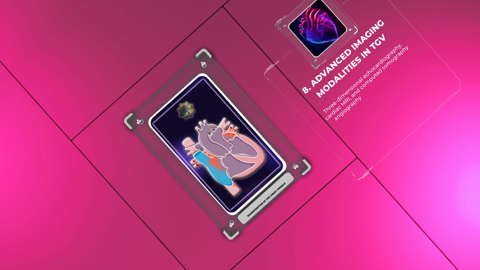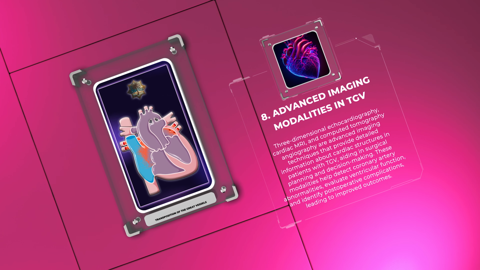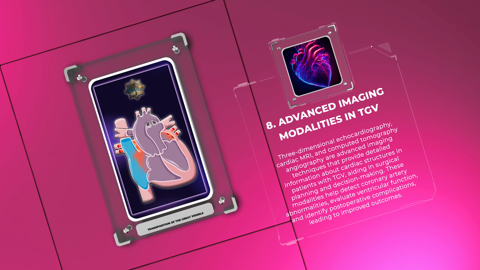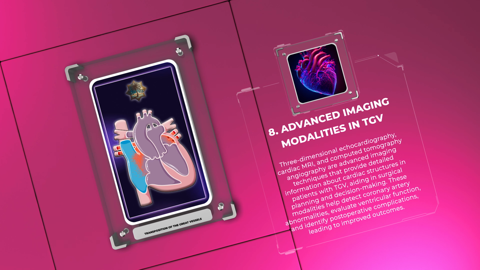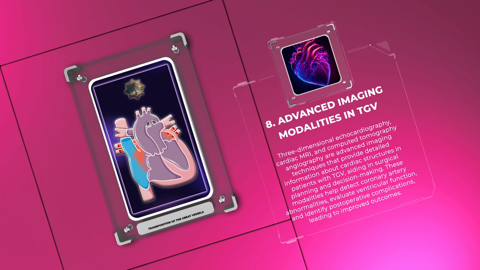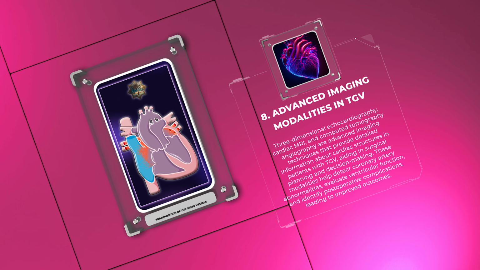Three-dimensional echocardiography, cardiac MRI, and computed tomography angiography are advanced imaging techniques that provide detailed information about cardiac structures in patients with TGV, aiding in surgical planning and decision-making. These modalities help detect coronary artery abnormalities, evaluate ventricular function, and identify postoperative complications, leading to improved outcomes.